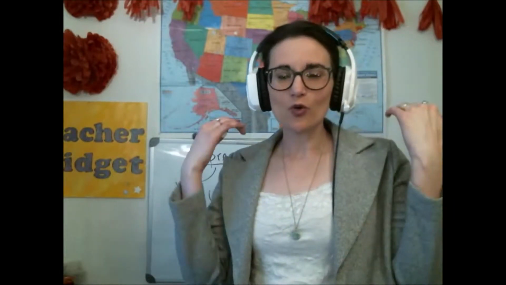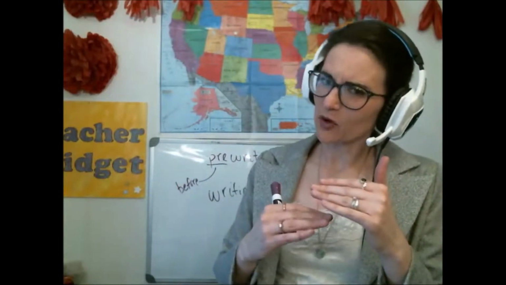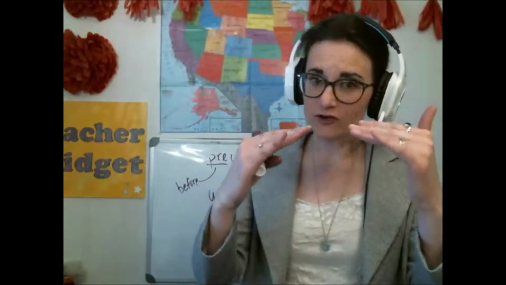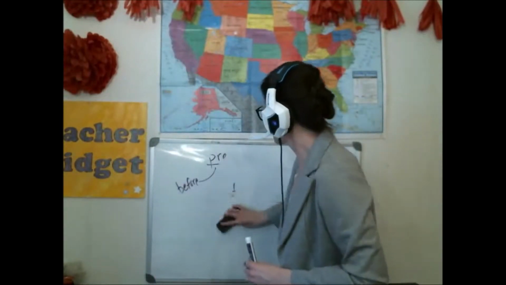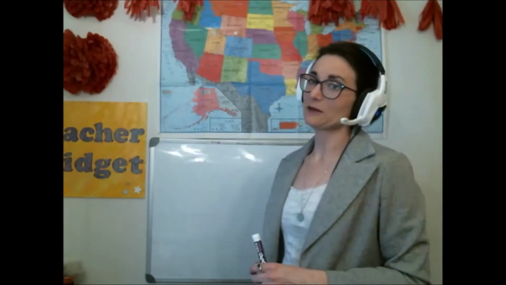Okay, we write down our ideas. We get our ideas together and then we organize them so we know which ones are more important and which ones are less important. That will help us know what comes first, second, third, and last in our emails today. Okay, so today we're going to use a tool for pre-writing called a mind map.